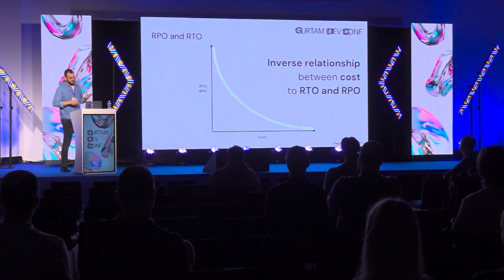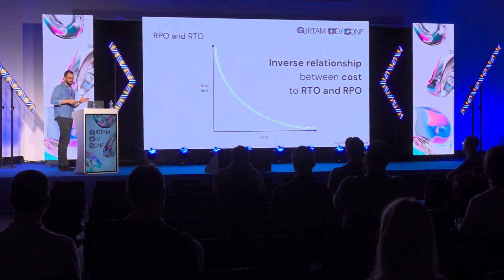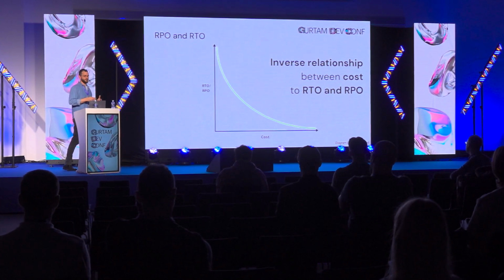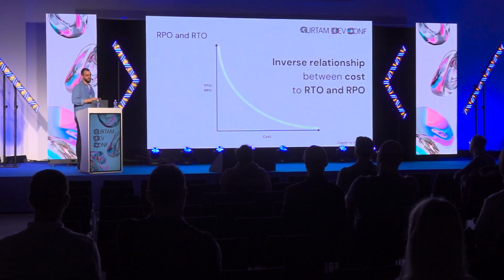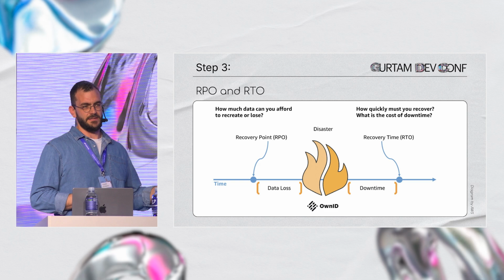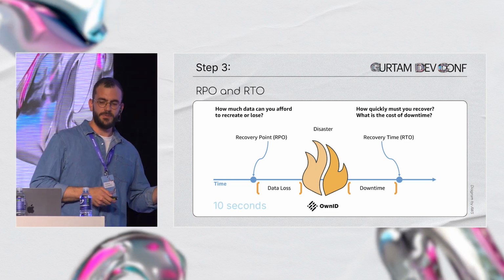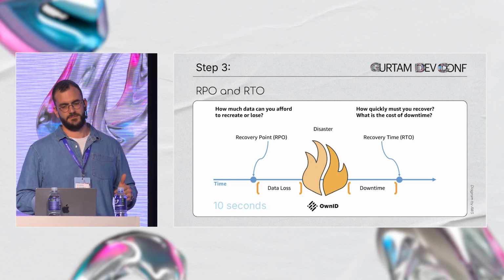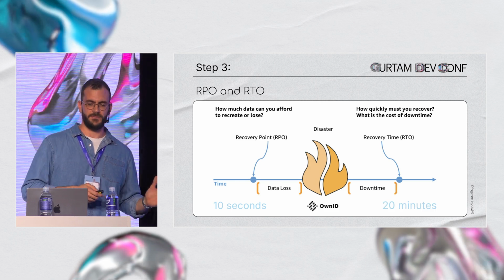You need to have in mind that there's an inverse relationship between cost and RTO and RPO. The more money you invest in the disaster recovery plan, the lower RTO and RPO you will have, and we are going to see how exactly cost affects it. In our case at OwnID, we decided that we want an RPO of 10 seconds and an RTO of 20 minutes.